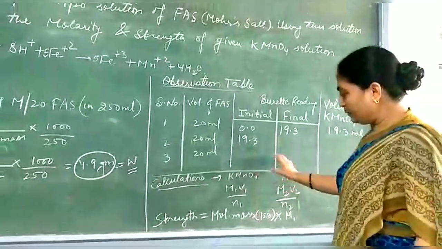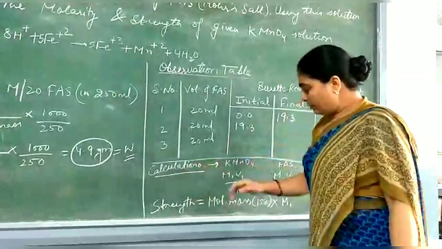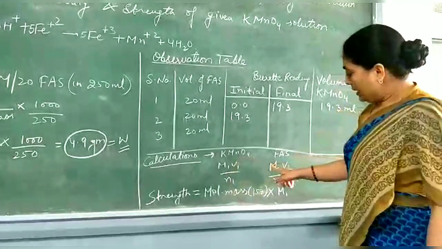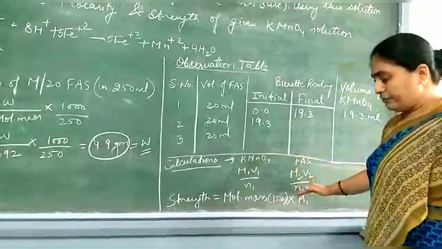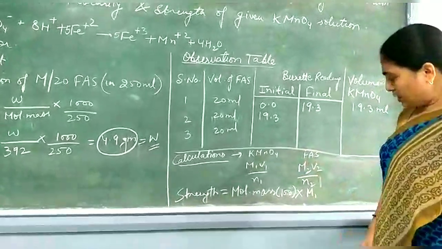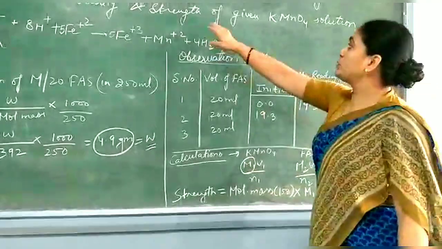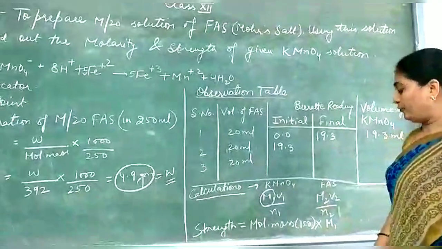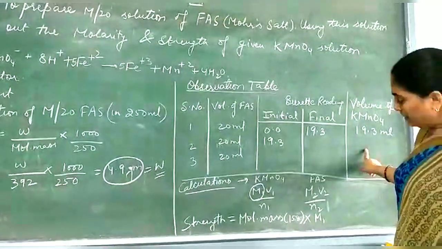Now how to do that calculation? Taking the concordant reading, in the calculation part you use the formula M1V1 by N1 equals M2V2 by N2, for KMnO4 and FAS respectively. So M1 is what we are supposed to find, as given in the question: the molarity and strength of KMnO4. V1 we have calculated from this experiment.